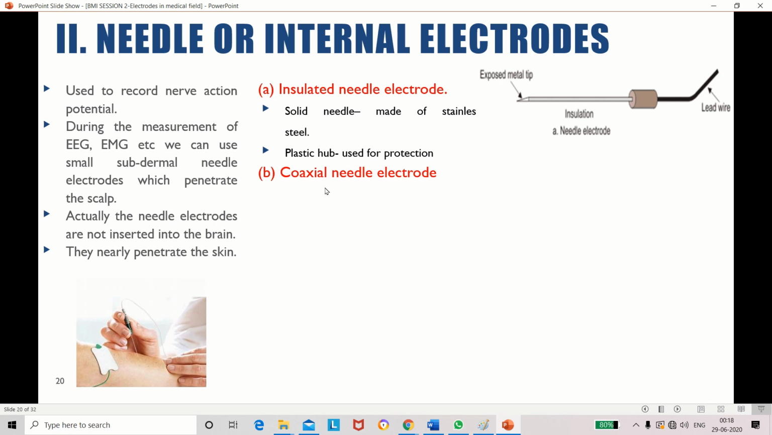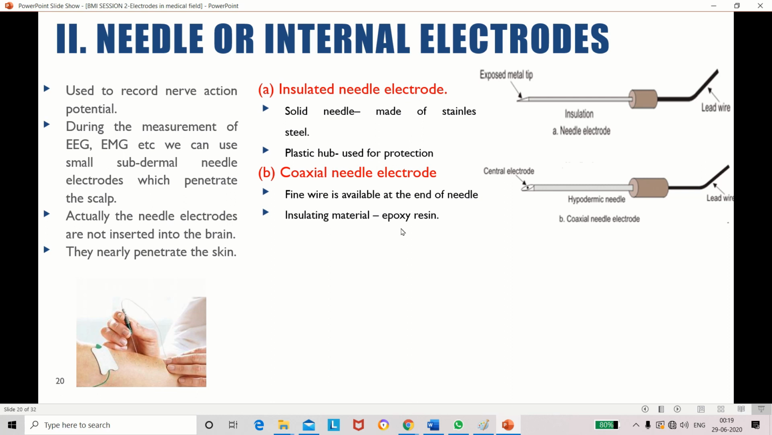The second type of electrode is the coaxial needle electrode. Here we have the word coaxial. So definitely we are using a coaxial cable wire. See this, both diagrams are almost the same. The difference is here the point is very sharp. See this, here we have an additional wire, right? That is the difference. So here we have the wire. It is also called the central electrode. It is coated with insulating material. Again, it is protected with a plastic hub and ended by a lead wire. The insulating material we are using mostly is epoxy resin.